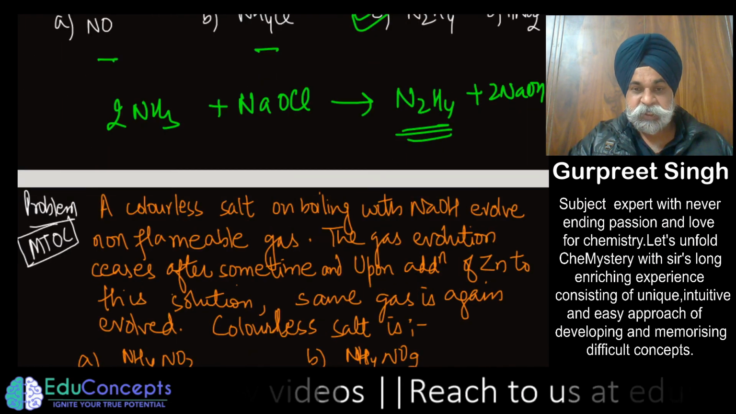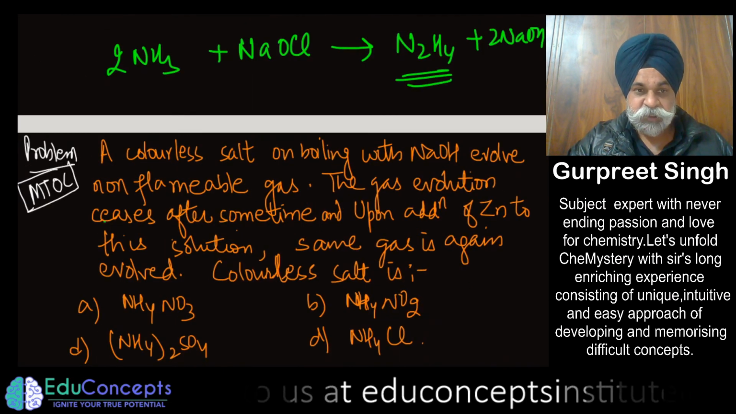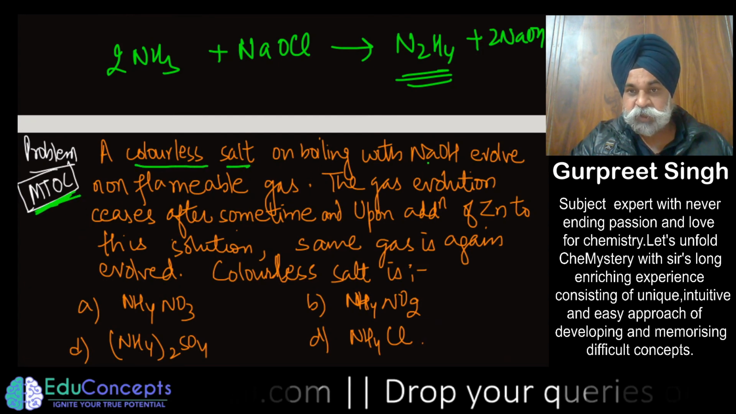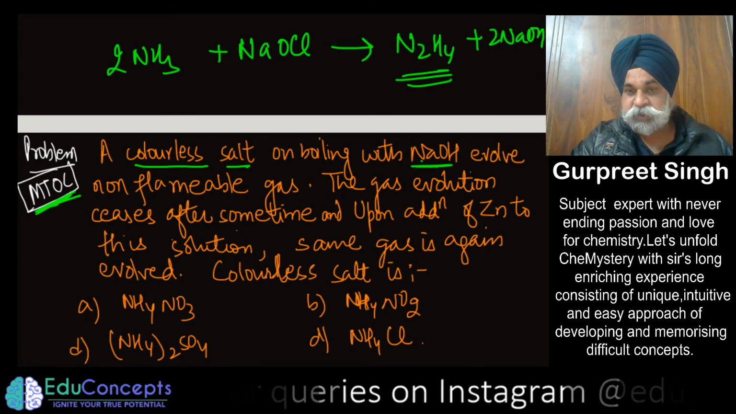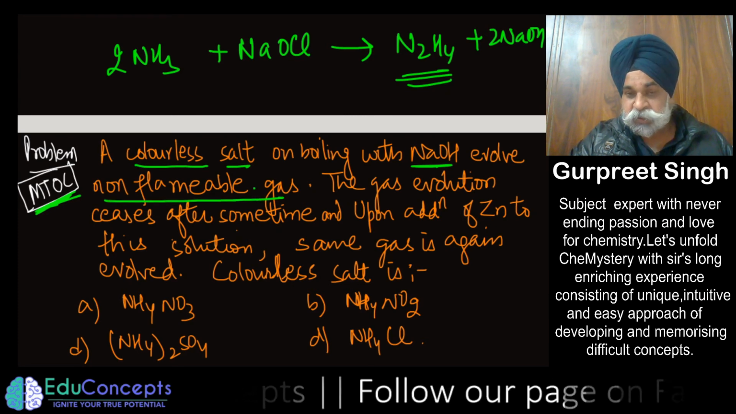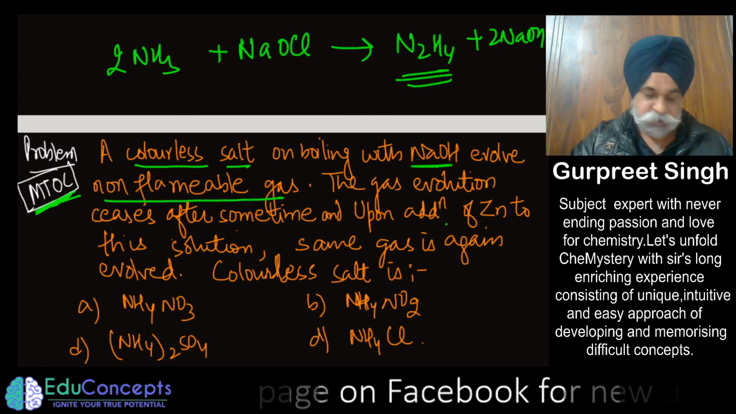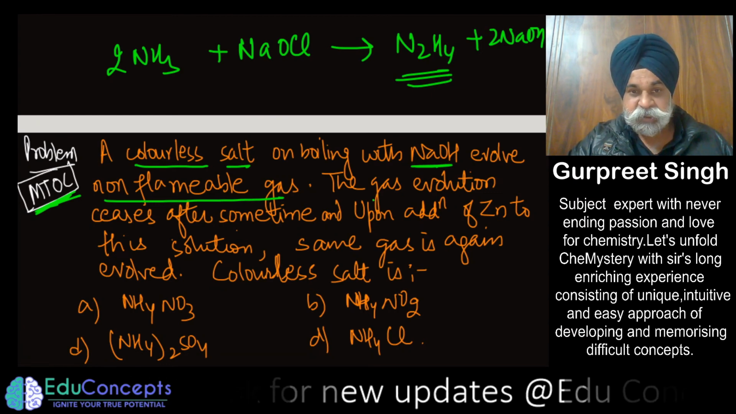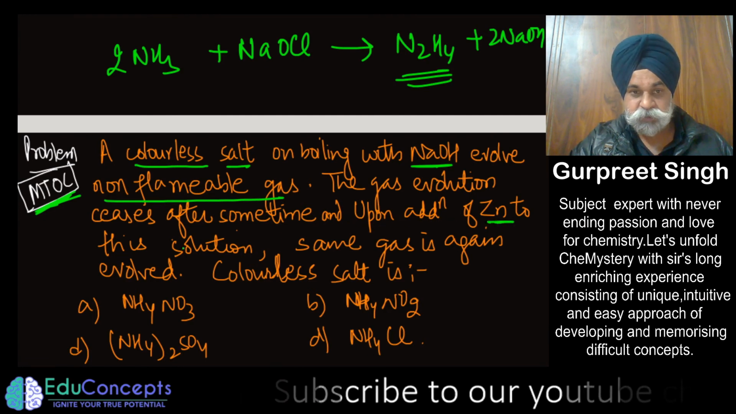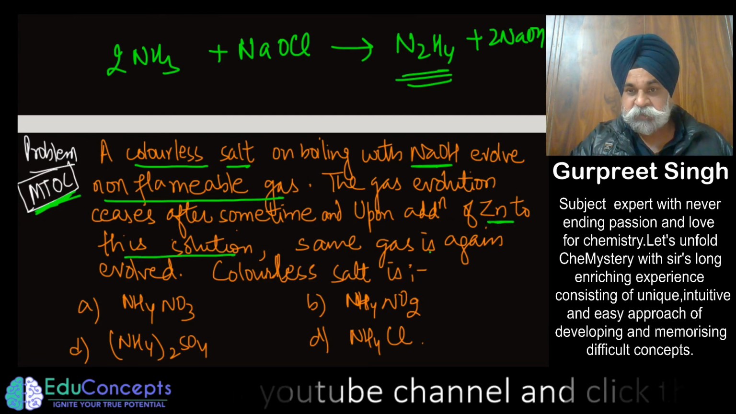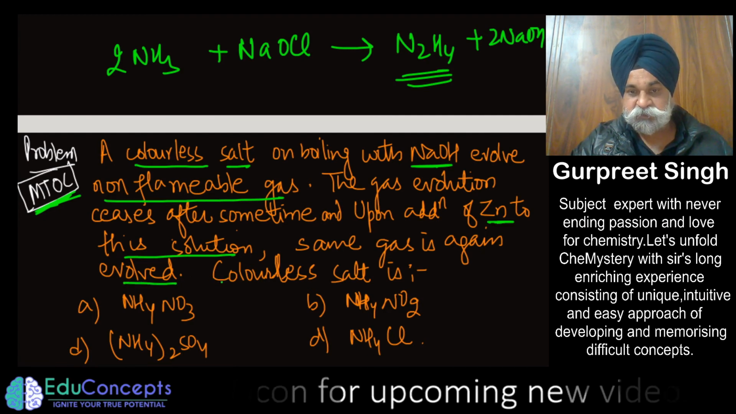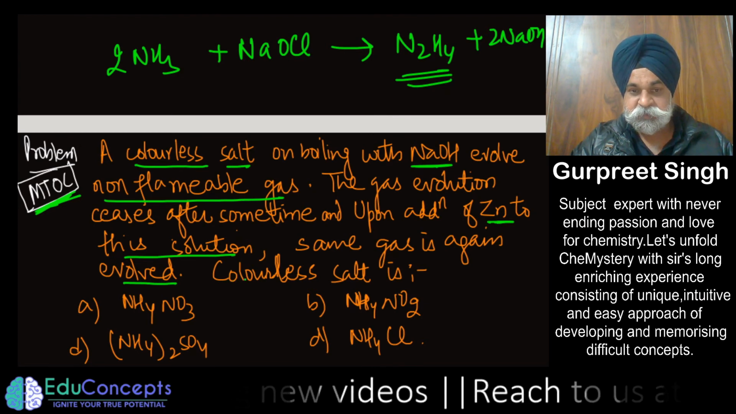Another is the IIT Advanced type of question, which has more than one correct choice. A colorless salt on boiling with NaOH evolves a non-flammable gas. Let me first complete the question. The gas evolution ceases after some time, and upon addition of zinc to this solution, the same gas is again evolved. This is an important viewpoint: which one out of these would be the colorless salt?